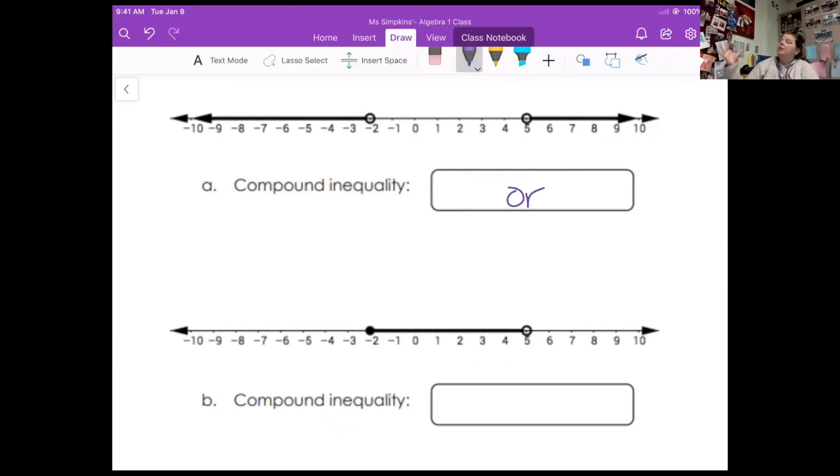So let's first look at the left-hand side. So X is going to be, since it's shaded to the left, less than -2. And for the other one, since it's shaded to the right, X is going to be greater than 5.